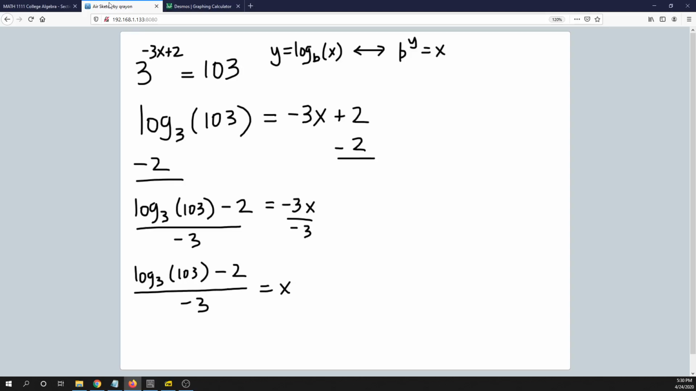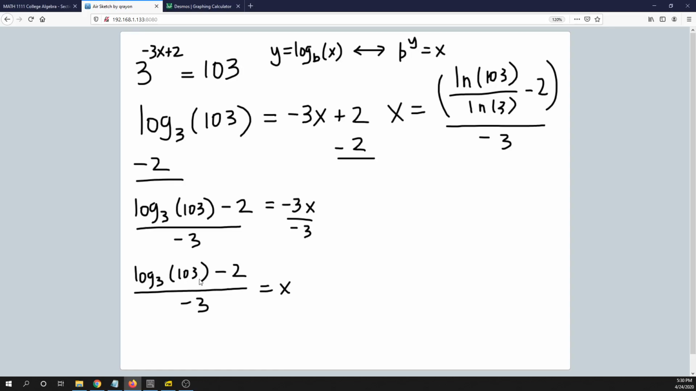If you do that, then this log base 3 of 103 would become ln of 103 divided by ln 3, using the change of base formula. If you're using your calculator to get a decimal approximation, that's one way you can do it. Because your calculator has an ln button, you can use that.